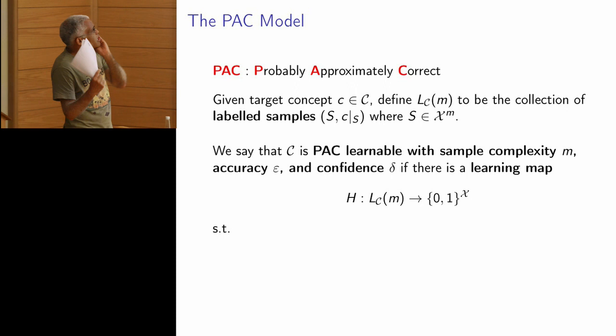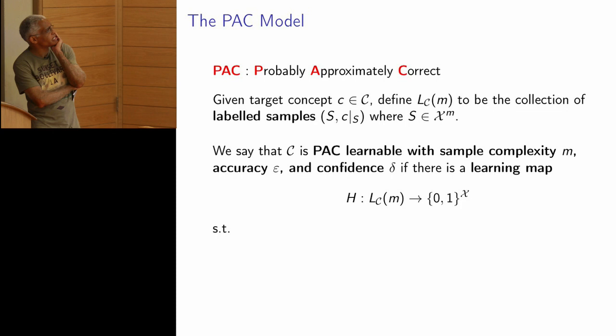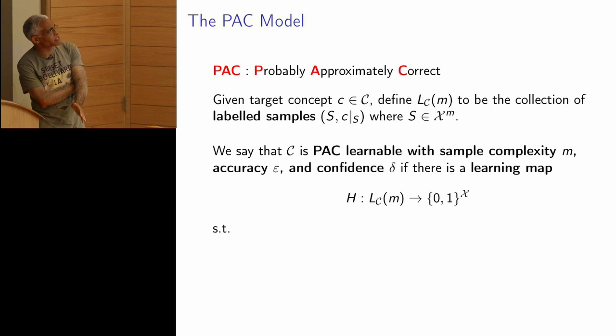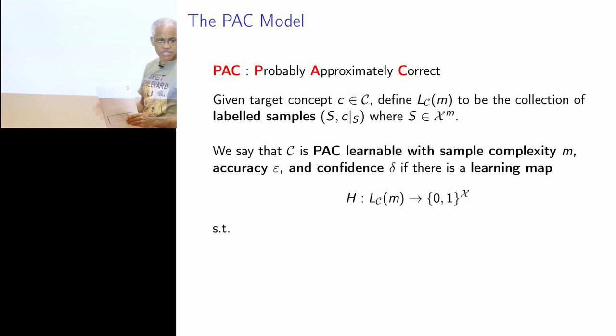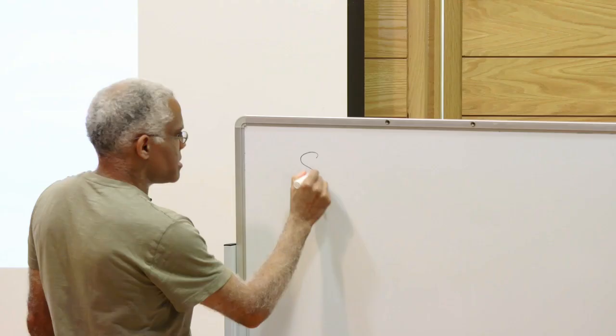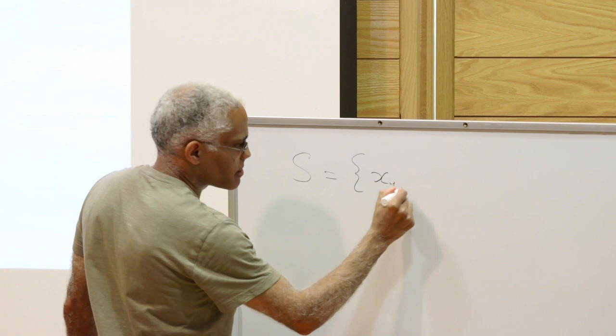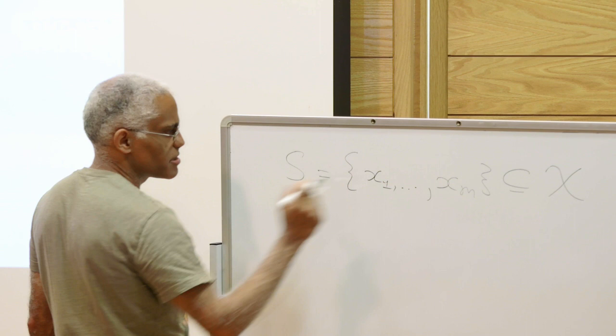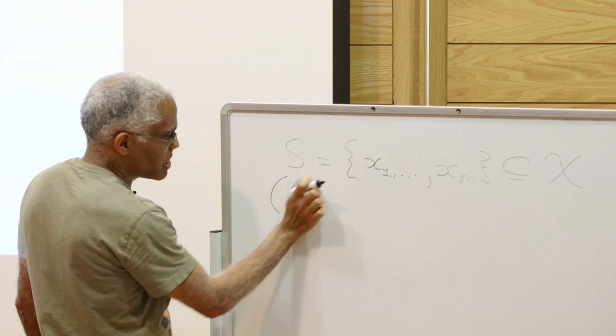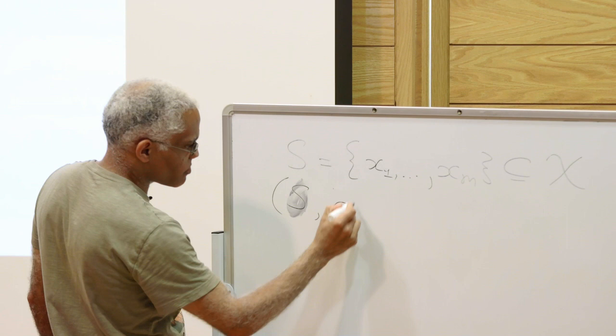So we say that the concept class C is PAC learnable with sample complexity M, accuracy epsilon, and confidence delta if there is a learning map such that... So what does this learning map do? It takes as input a sample of size M from the input space. So the input looks like this. So here's a set of emails that I've just received. And each email is represented as a feature vector. So this is one email, second email. And for training, they're labeled according to the target concept, according to whether they're spam or not. So that's my training data.